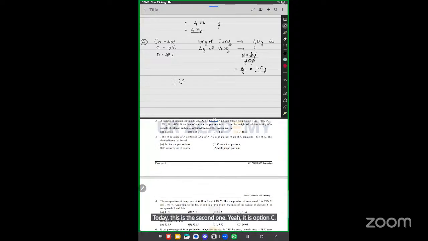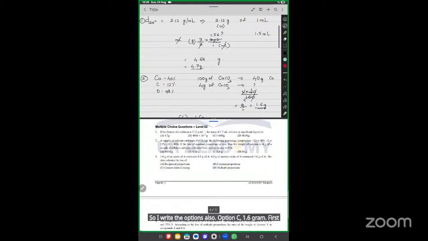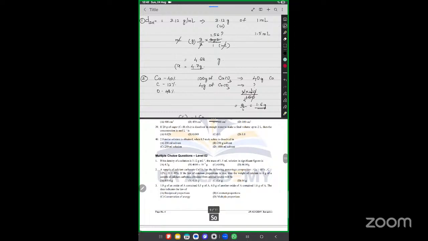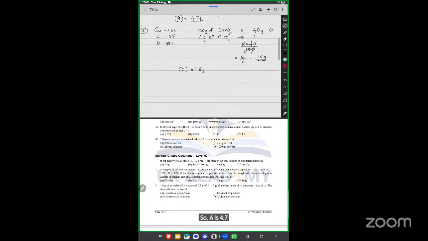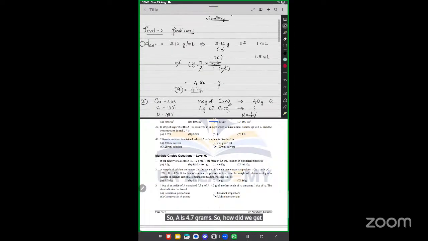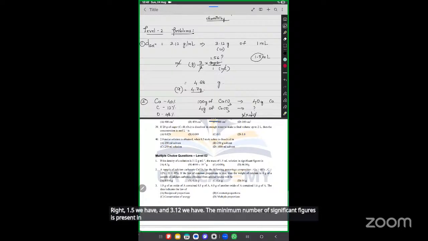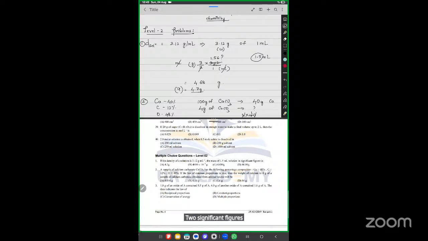So I write the options also. Option C, 1.6 gram. First one is option A, so A is 4.7 grams. How did we get this as 4.7 grams? Because of the two values, 1.5 we have and 3.12 we have. The minimum number of significant figures is present in 1.5. Therefore, our answer should have two significant figures, the answer being 4.7.